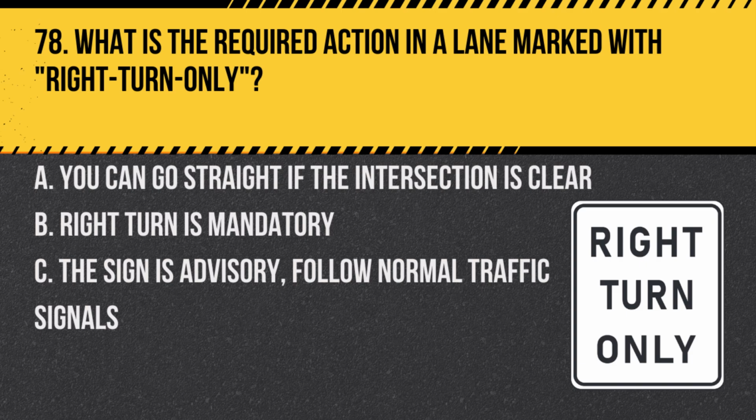Question 78. What is the required action in a lane marked with right turn only? A. You can go straight if the intersection is clear. B. Right turn is mandatory. C. The sign is advisory. Follow normal traffic signals.